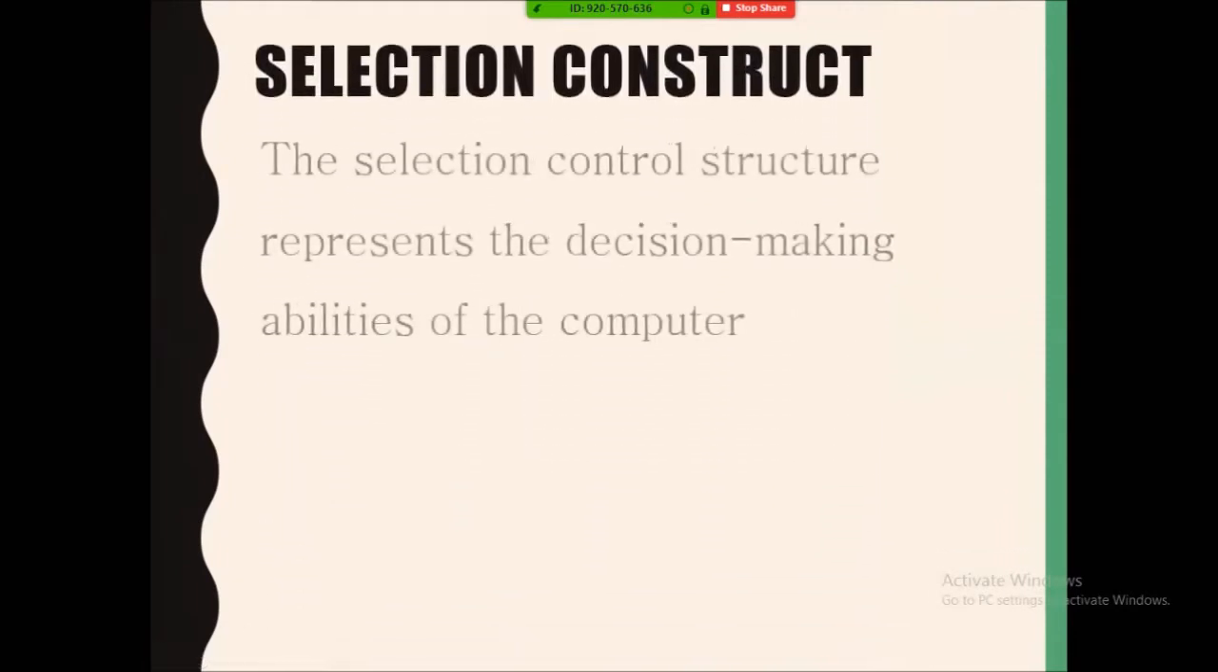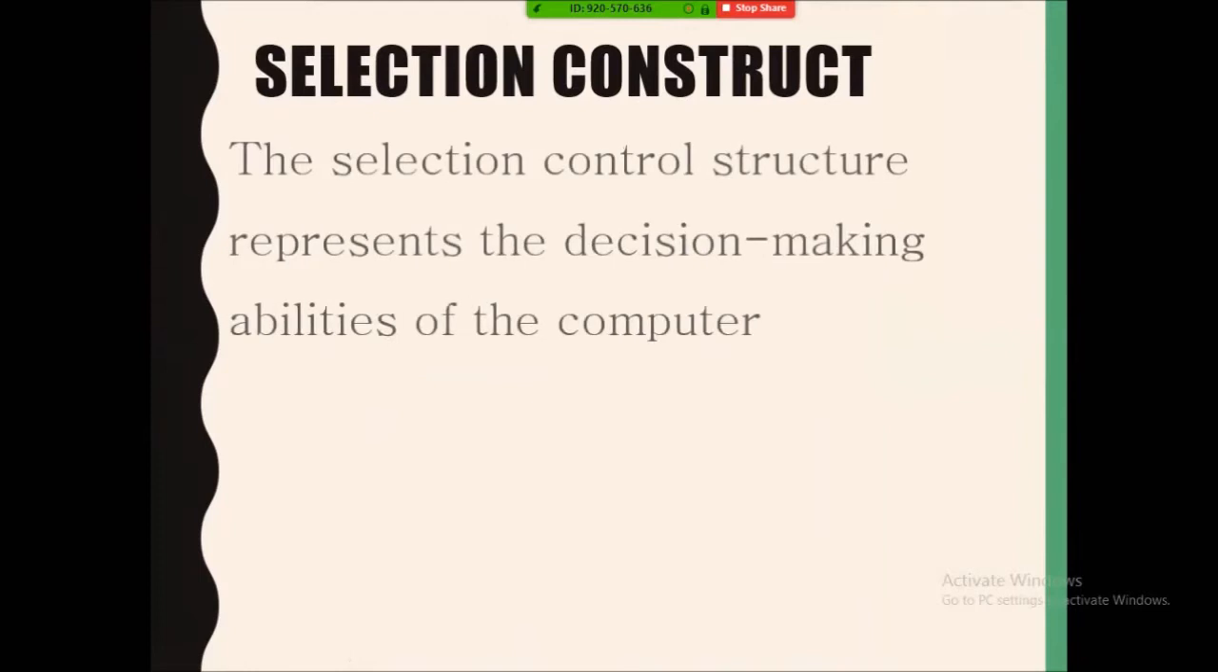All right, so continuing with selection control structure. The selection control structure represents the decision-making abilities of the computer. Now let's go again. We have three different control structures. We have sequence. Sequence uses the three basic operations of a computer. It uses input, processing, output. That is all your algorithm is going to have.